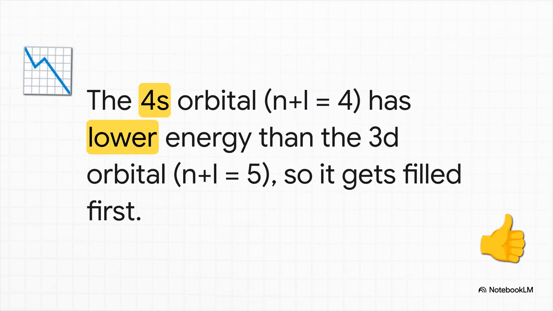Well, the answer is something called the N plus L rule. See, the actual energy isn't just about the floor number. You have to add the floor, N, and the apartment type, L, together. So for a 4S apartment, that's 4 plus 0, which equals 4. For a 3D apartment, it's 3 plus 2, which equals 5. And since 4 is less than 5, the 4S apartment is actually cheaper. It has lower energy, so it gets filled first.